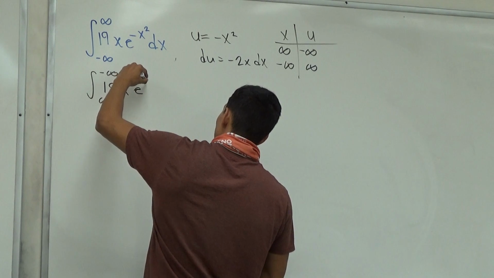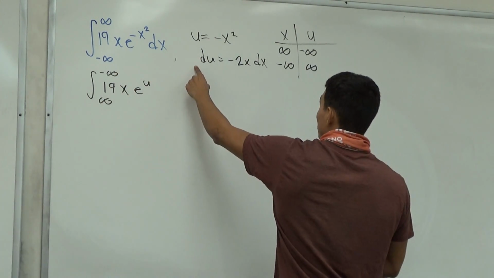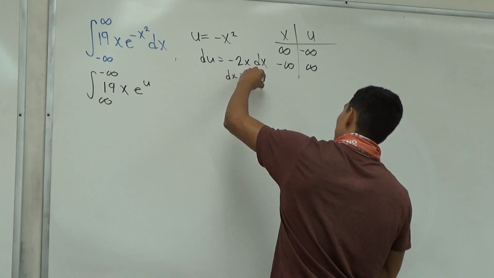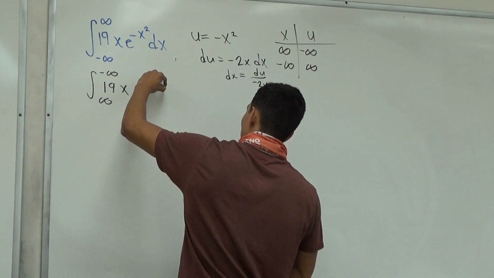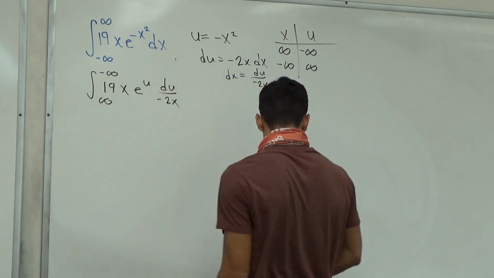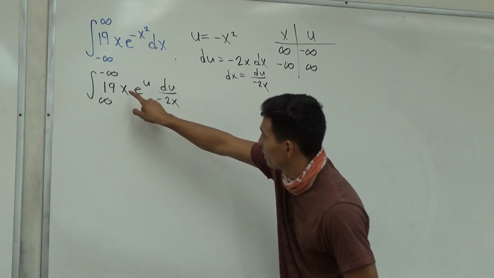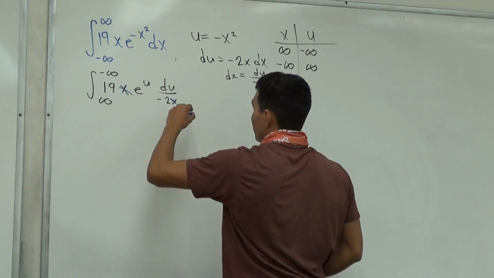And this is going to be e to the u. dx is equal to what? du divided by negative 2x. So we replace that with du over negative 2x. And what do we see? We see that the negative 2x and the x here, well, those x's can go away.